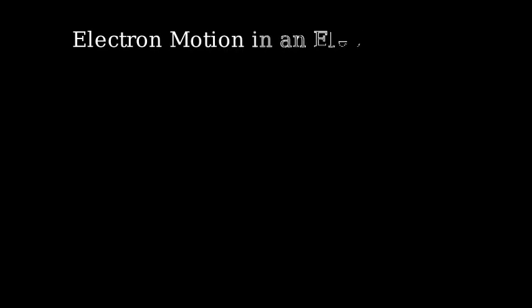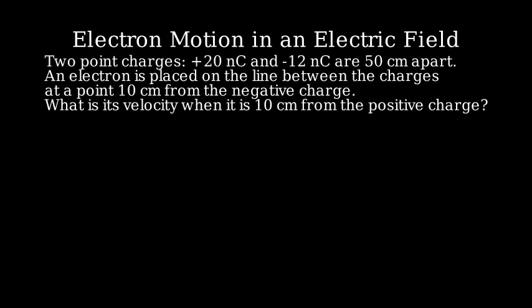Let's solve this physics problem involving the motion of an electron between two point charges. We have two point charges, a positive charge of 20 nanocoulombs and a negative charge of 12 nanocoulombs, separated by 50 centimeters. An electron is placed on the line between the charges at a point 10 centimeters from the negative charge. It's then released. What is its velocity when it is 10 centimeters from the positive charge?